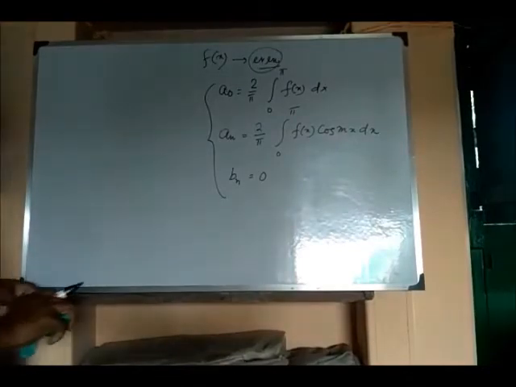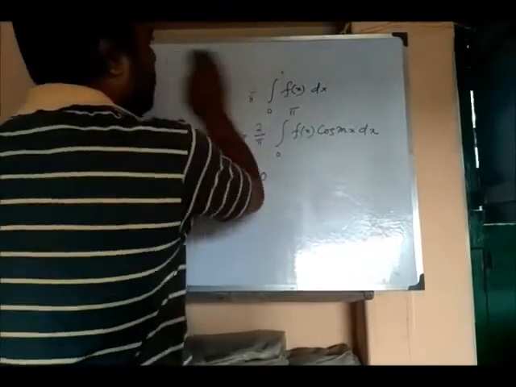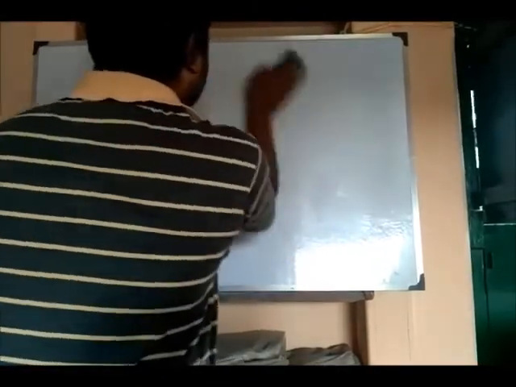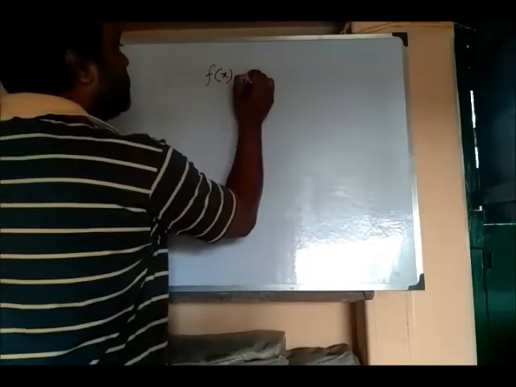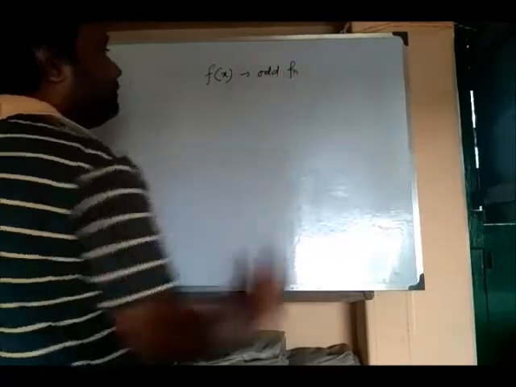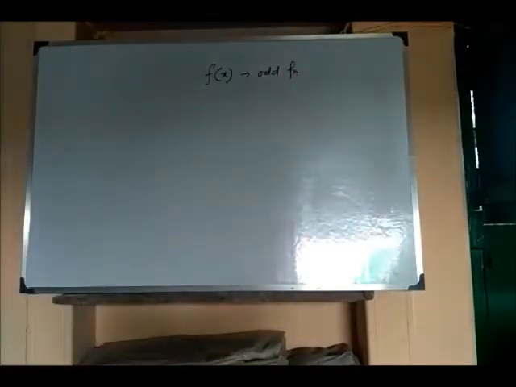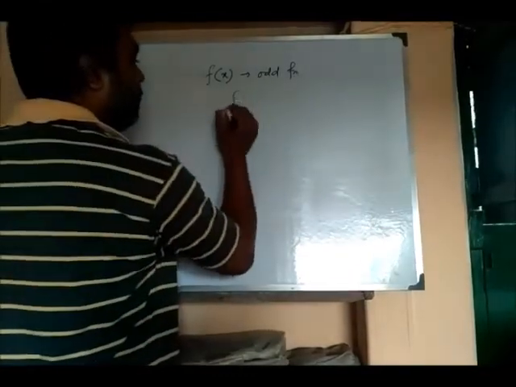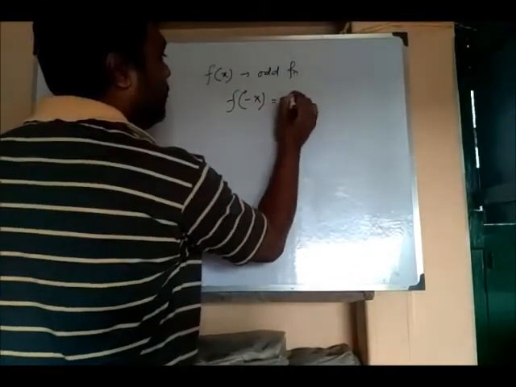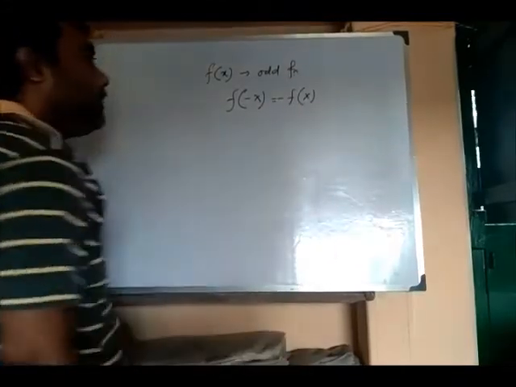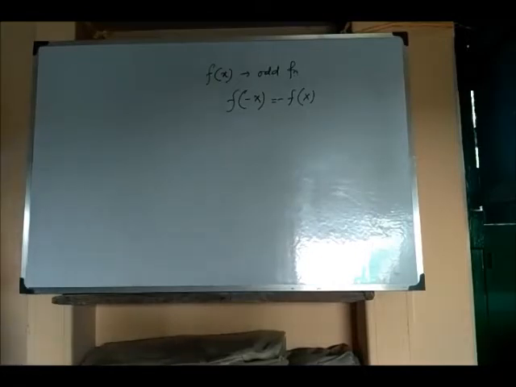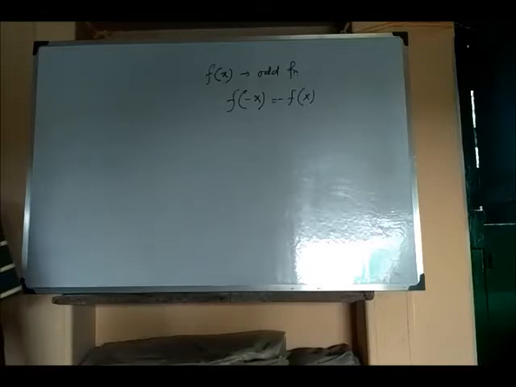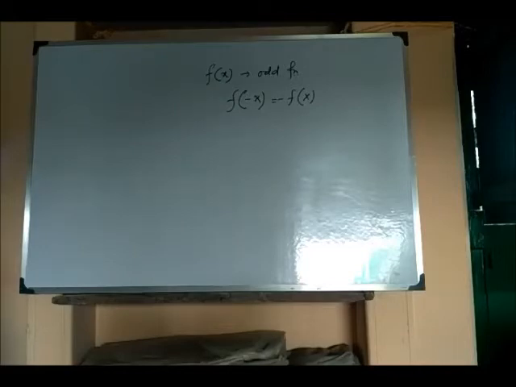Now what happens if you choose f(x) as an odd function? What is the property of this odd function? The property of an odd function is that f(-x) equals minus of f(x). Now if you choose this odd function, then what will you get when you expand this in Fourier series?